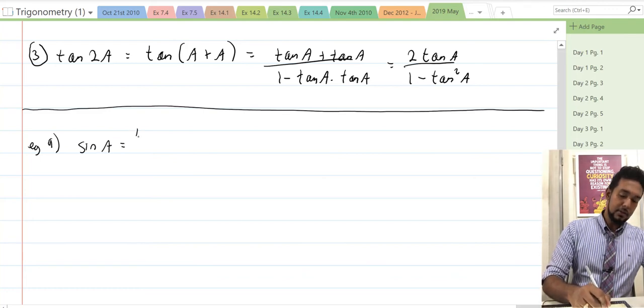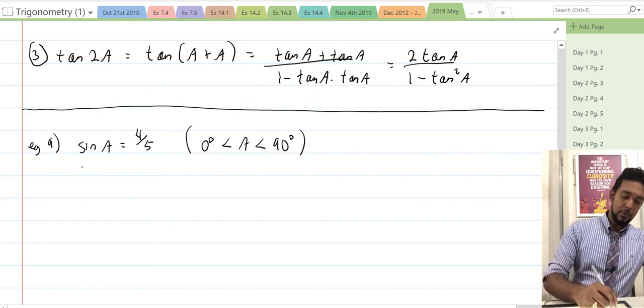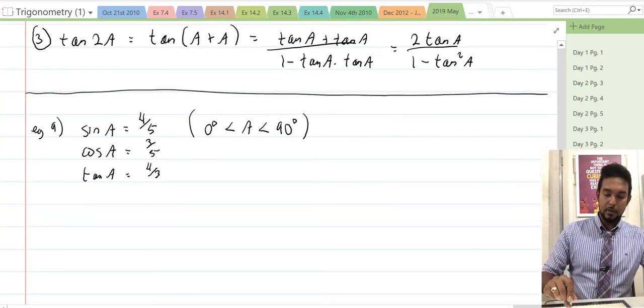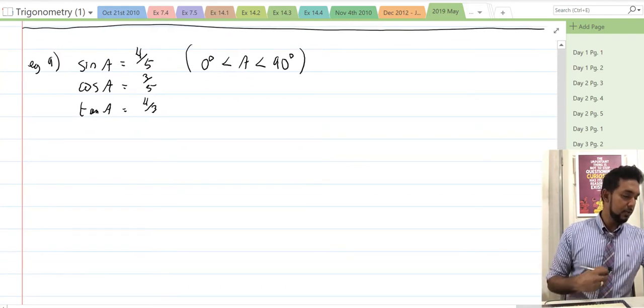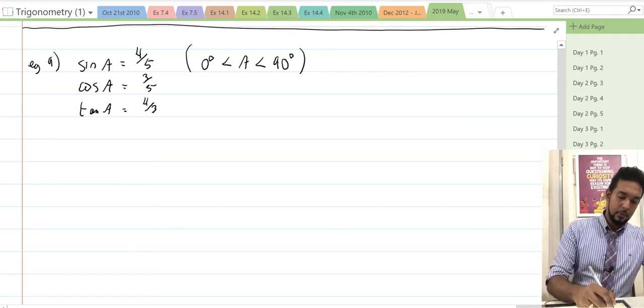So sine A is equal to 4/5. And we are told that A lies between 0 and 90, which means it's acute, right? So we know from here that cos A is equal to 3/5 because of Pythagorean triples and our previous work. And we also therefore know that tan A is equal to sine over cos, which will give us 4/3 in this case. All right, now what do they want us to find? We want sine 2A, cos 2A, tan 2A. Now, I've seen a cos 4A and a tan 4A. We'll bypass those for now. All right, may come back to them.